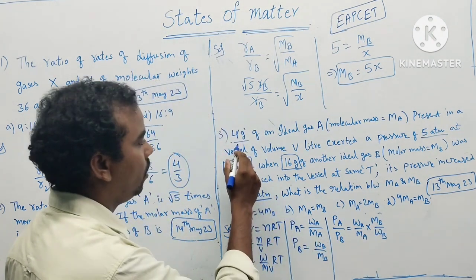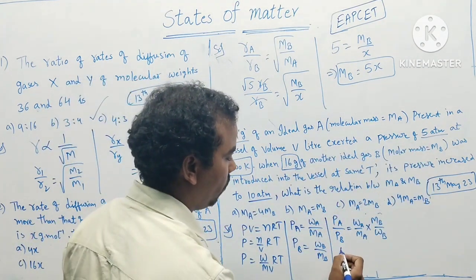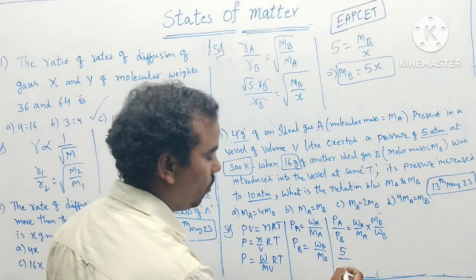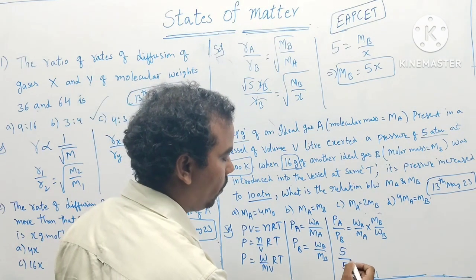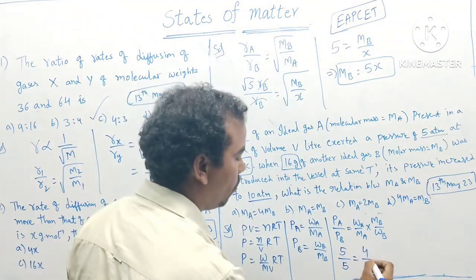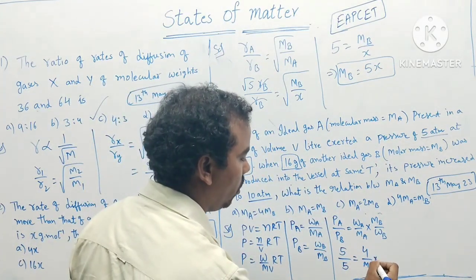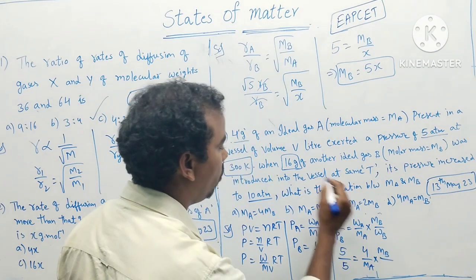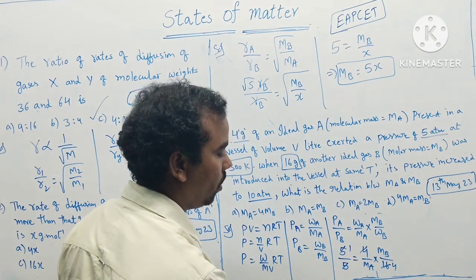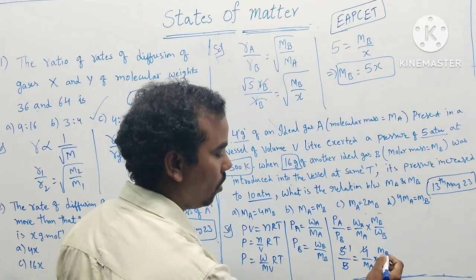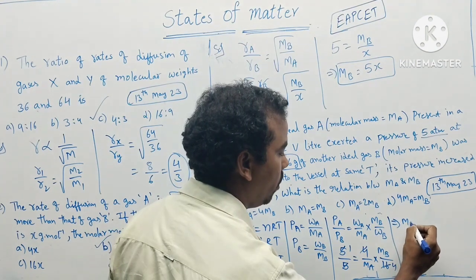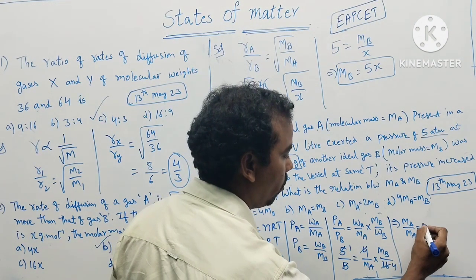So what is the pressure? First pressure is 5 atmospheres. After, the final pressure is 10 atmospheres, so the change is 5. That means the pressure of B is also 5. That equals WA, the weight of A, which is 4 grams, by MA into MB by the weight of B, which is 16 grams. So 4 into 16, 4 times, 5 cancels 1. So MB by MA is equal to 4.